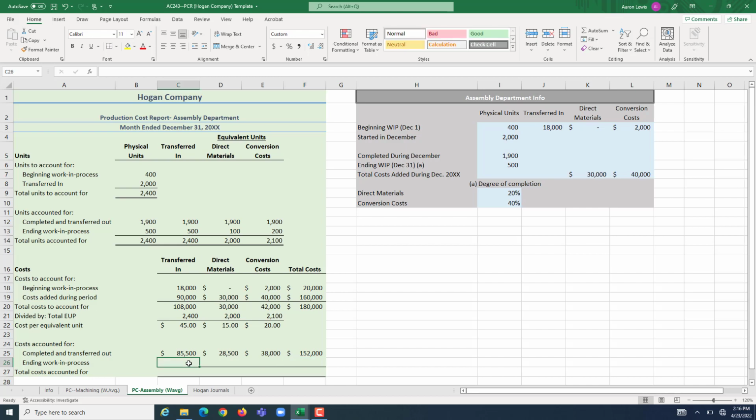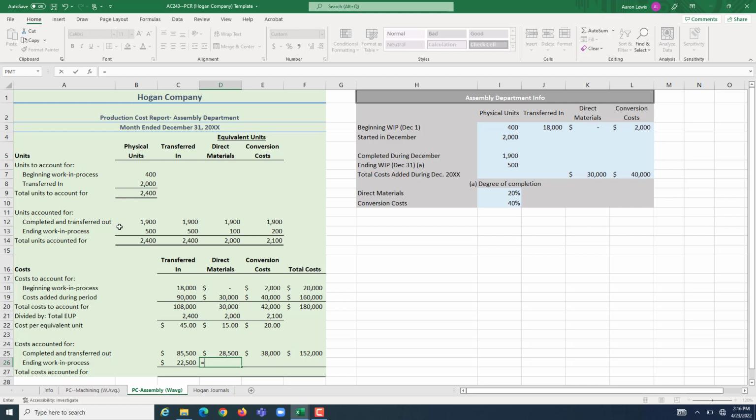What about the units that we have in ending WIP? We have 500 units in ending WIP. Again, they wouldn't be in the assembly department if they weren't complete for all the stuff that machining had to do, if they didn't have all of the transferred in costs already in them. So for those 500 units, we can simply multiply it by the $45 cost per equivalent unit, which was transferred in to us. Those 500 gonculators that are being assembled when the period ends have $22,500 worth of costs contained in that inventory, which were transferred in to us.